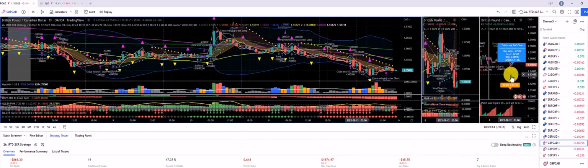British pound Canadian dollar, we got a price target on the strategic picture to the downside of 1.51163.